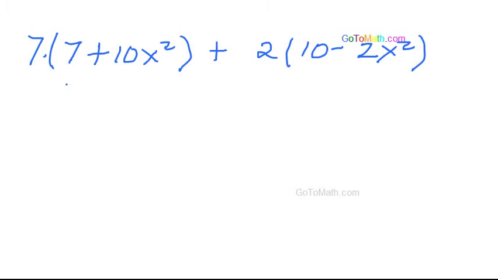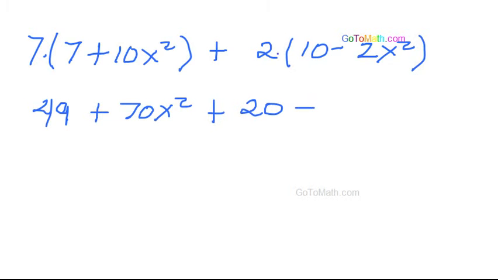So 7 times 7 is 49, plus 7 times 10 is 70, plus 2 times 10 is 20, and 2 times 2 is 4. So I do still know my multiplication tables. My goodness. So we got 7x squared minus 4x squared.